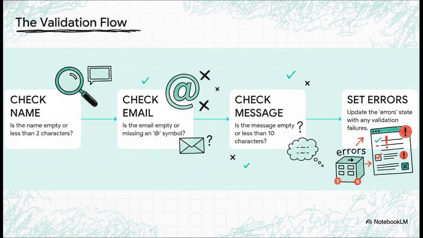Now, before we let the user submit, we've got to make sure the data is good. So we run this validation function. It's just a simple checklist. Is the name field filled out? Is the email actually a valid email? Is the message long enough? For every check that fails, we add a little note to an errors object. Then we update our error state, and poof, the error messages instantly appear on the screen.